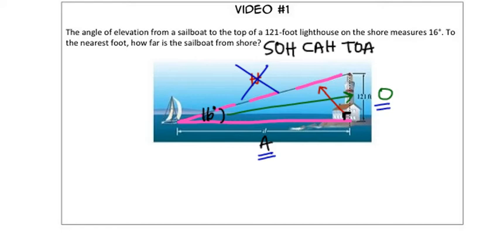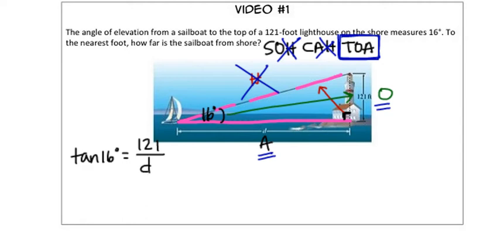We won't use sine because sine uses a hypotenuse. We're not going to use cosine because cosine also is dependent on the hypotenuse. So that leaves us with tangent. And here's our setup. The tangent of our indicated angle is going to be equal to the ratio, so opposite over adjacent. Now our opposite side measures 121 feet, and our adjacent side is what we're looking for.